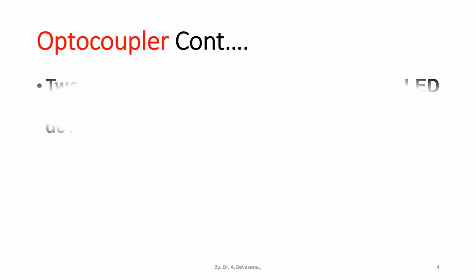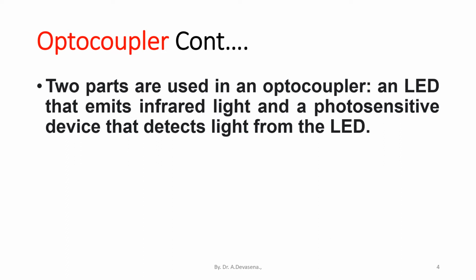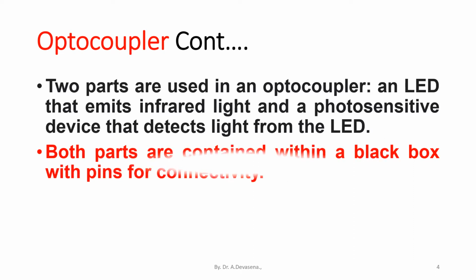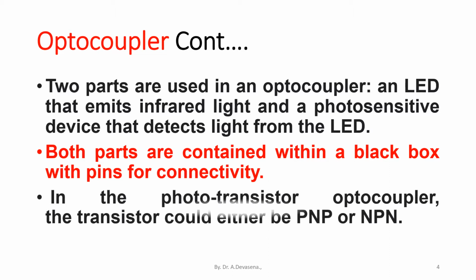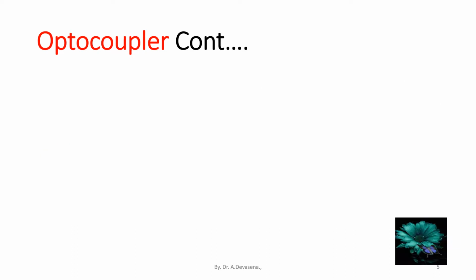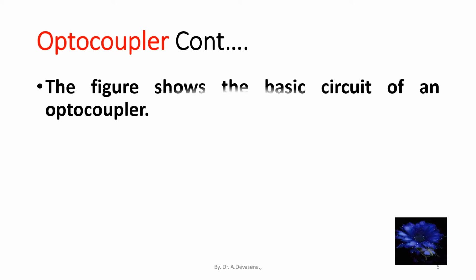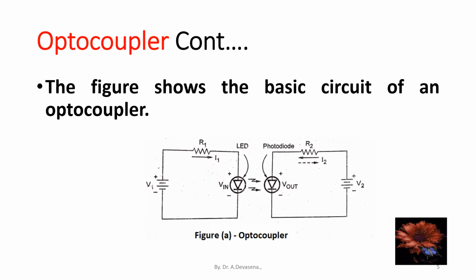Two parts are used in an optocoupler. They are an LED that emits infrared light and a photosensitive device that detects light from the LED. Both parts are contained within a black box with pins for connectivity. In the phototransistor optocoupler, the transistor could be either PNP or NPN. The figure shows the basic circuit of an optocoupler. Here is the representation of the optocoupler.